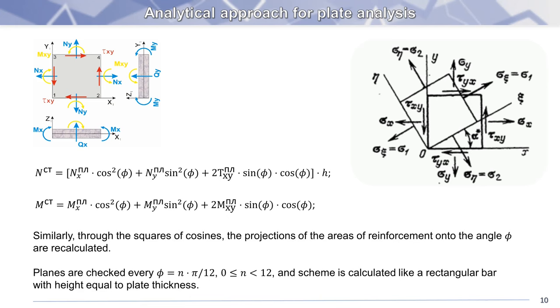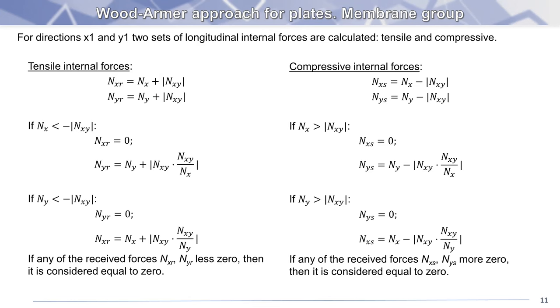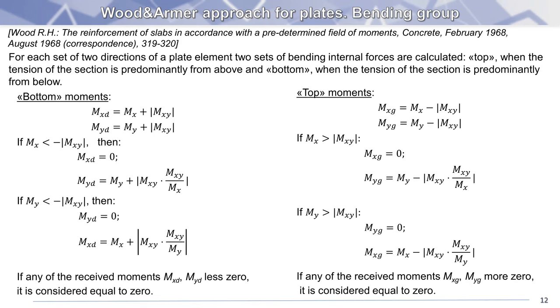The essence of the analytical method lies in the fact that we go through the directions with a step of 15 degrees and recalculate the reinforcement. From all these options, we choose the most dangerous one. This approach gives a small margin of error but works slowly. Another approach is the Wood-Armer method, which we also implement. We calculate the resulting forces of the membrane group and bending group. Then, having some equivalent internal efforts, we calculate the scheme with them.